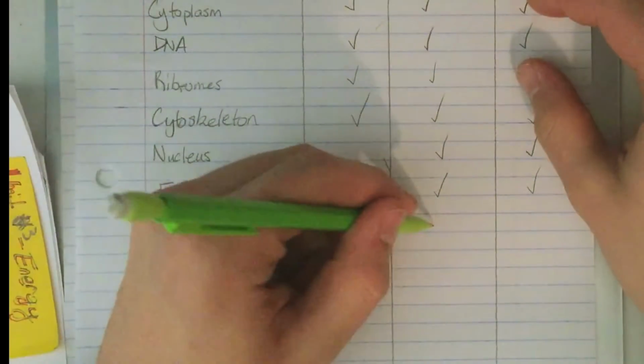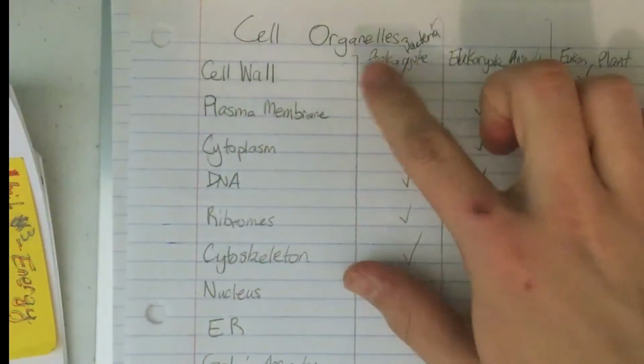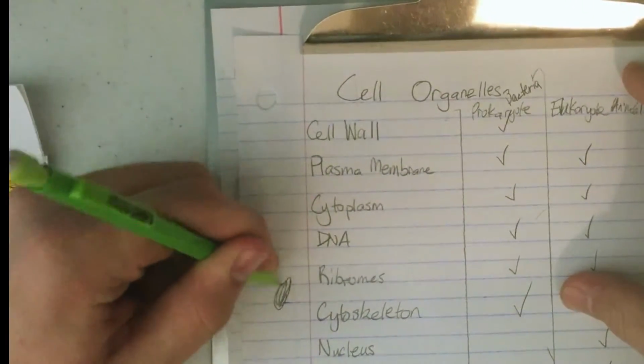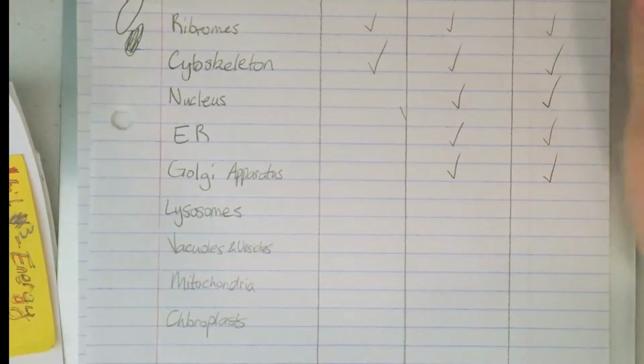Golgi, once again, only in eukaryotic cells. The prokaryotes are really tiny, so, you know, when we think of bacteria, it's just like some pill-shaped thing. It doesn't have the space for all this hardware that the eukaryotic cells with their larger size do have.